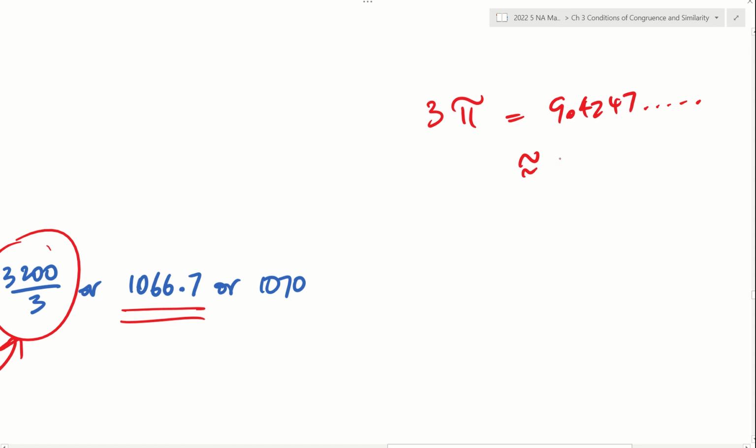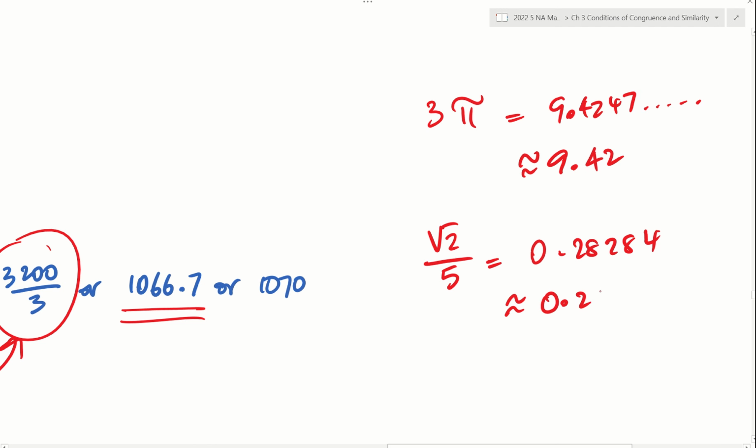This is when you put it as 3SF. So 9.42. Numbers such as square root 2 over 5. In your calculator you get 0.28284. Round it off to 3SF, 0.283. These are the cases you leave as 3SF.